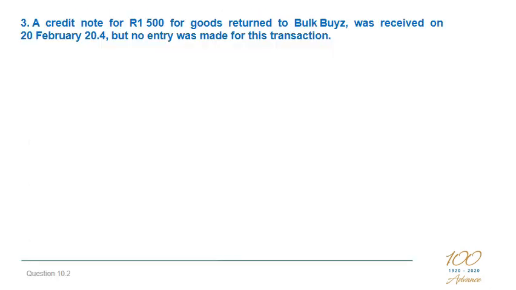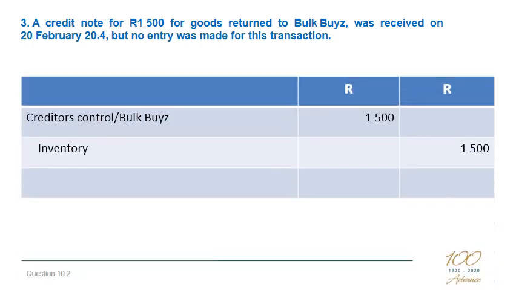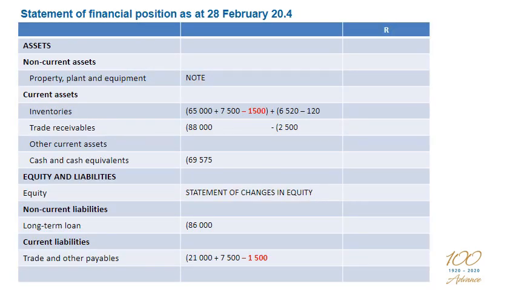In number 3, a credit note for 1,500 for goods returned to bulk buyers was received on 20 February, but no entry was made for this. So no entry will result in a debit and a credit. A credit note implies that I took back the inventory, so the inventory will decrease and my creditors will also decrease. So I have 2 entries in the statement of financial position again. So I show them as a decrease for inventory and a decrease for trade and other payables.